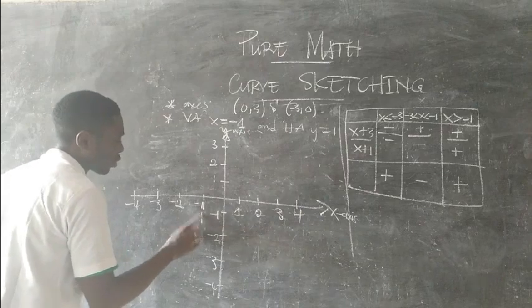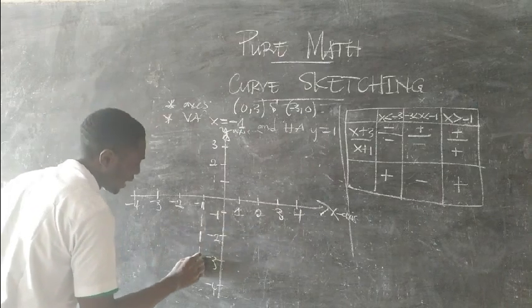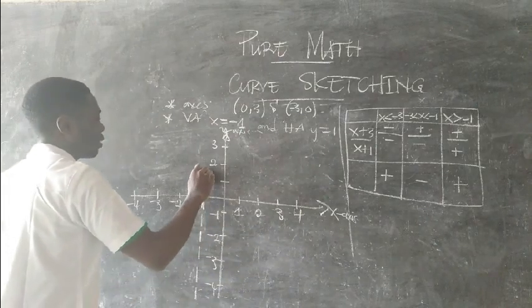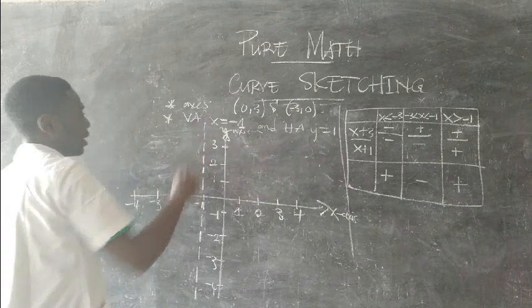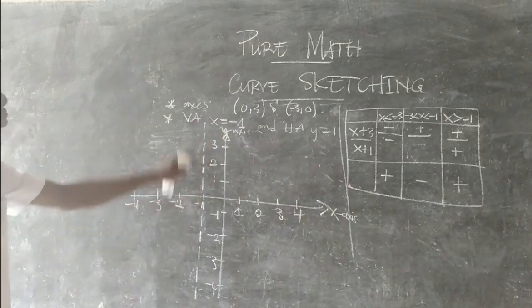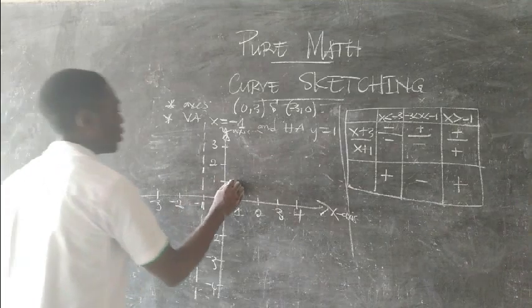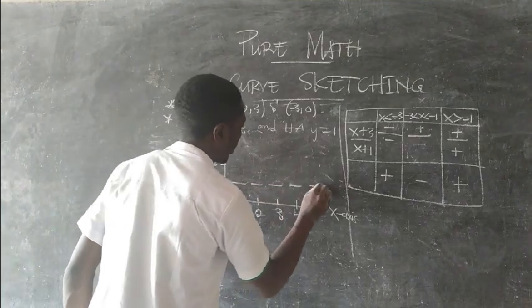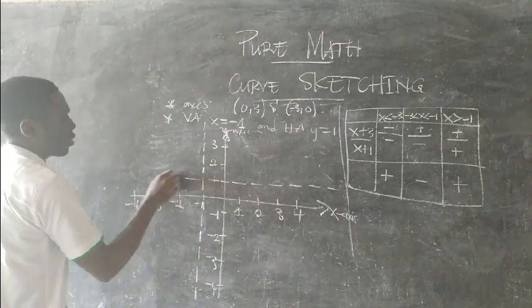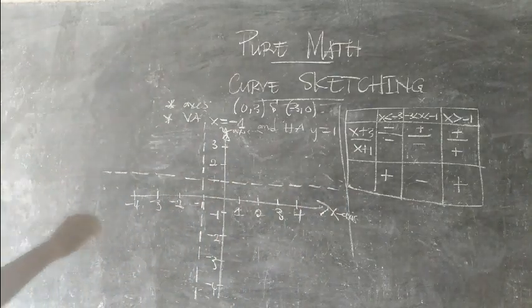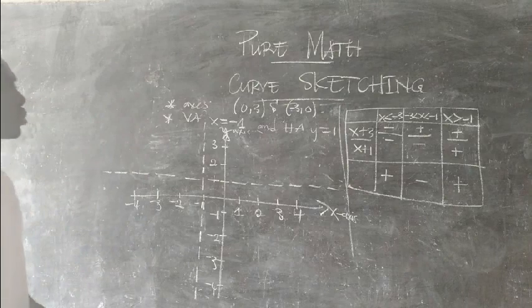So you indicate asymptotes on the curve with dotted lines. Okay? You indicate asymptotes with dotted lines like that. That's my vertical asymptote at x equal to negative 1. My horizontal asymptote will be at y equal to 1. So this is going to be my horizontal asymptote at y equal to 1, this line horizontally like that. So that is it. The first thing you do is you put your asymptotes on the curve.